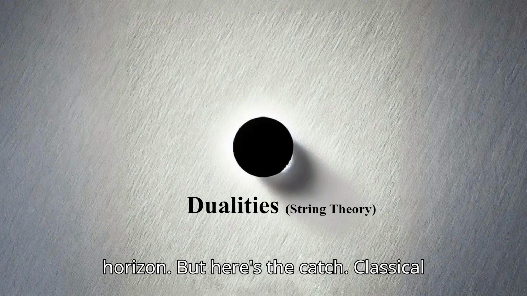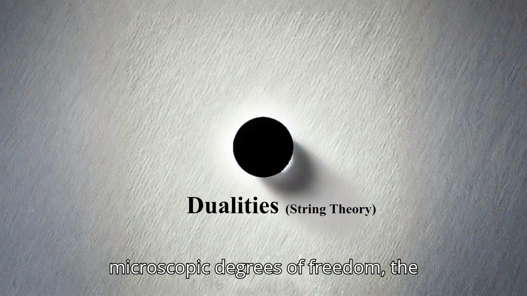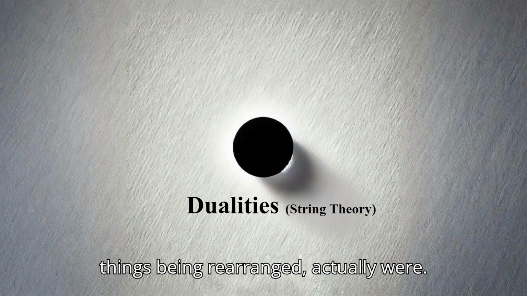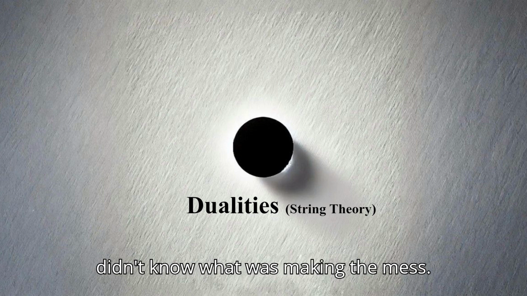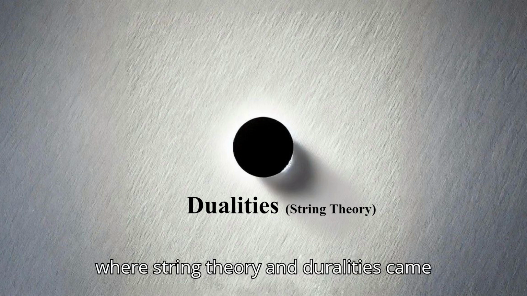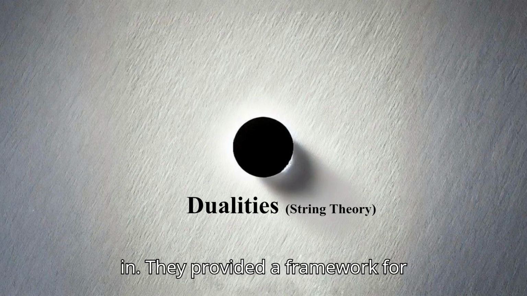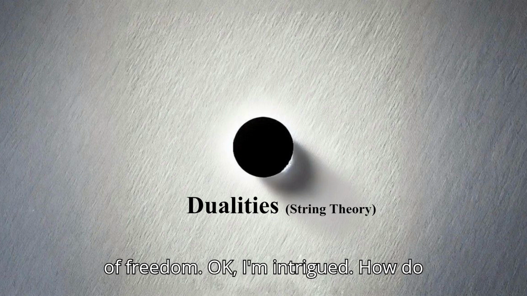But here's the catch. Classical physics had no explanation for what those microscopic degrees of freedom, the things being rearranged, actually were. So we knew black holes were messy, but we didn't know what was making the mess. That's a great way to put it. And that's where string theory and dualities came in. They provided a framework for understanding those microscopic degrees of freedom. Okay, I'm intrigued. How did they do that?